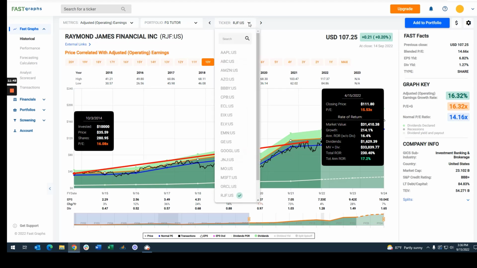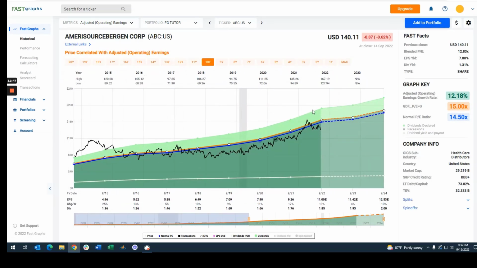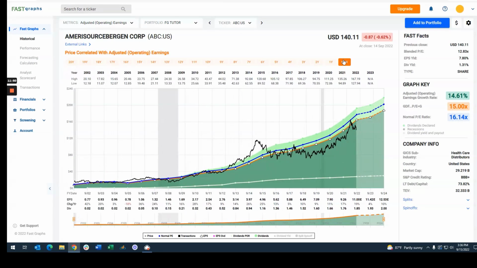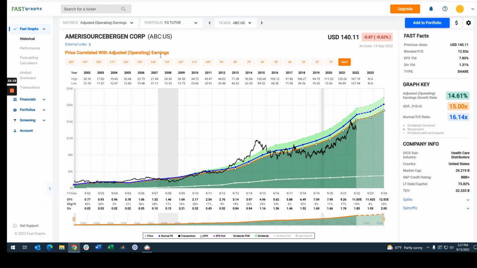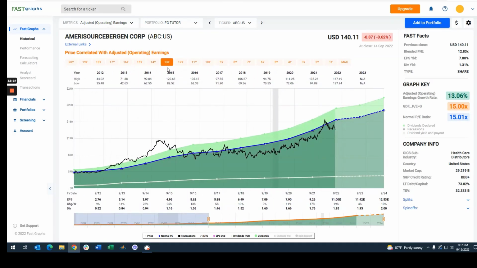Okay, so let's go and look at another company here and look at one that can just give you some more insights. Let's look at AmerisourceBergen. Okay, AmerisourceBergen, just like Raymond James, you can see that the stock price has tracked earnings. And when I measure fair value, which would be on the orange or blue line, when I do that, you're going to see that I get rates of return that are very consistent with what the growth of the company has, and then plus dividend income if the company pays any. But again, if I change time frames, I can get different views of the company.